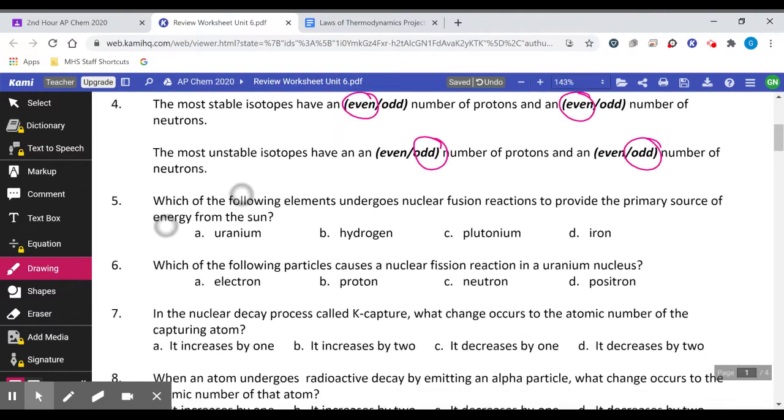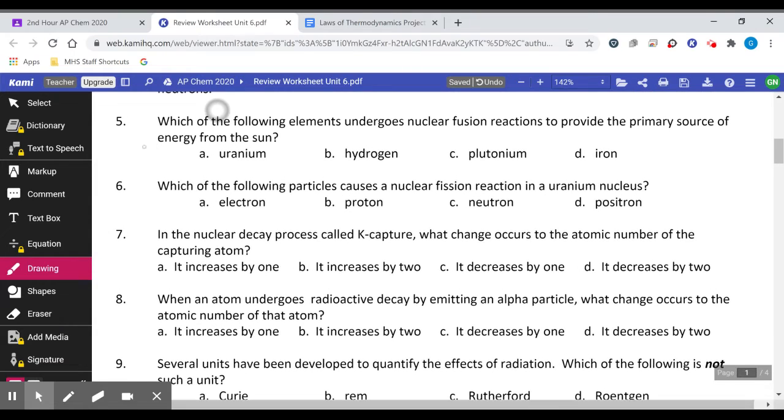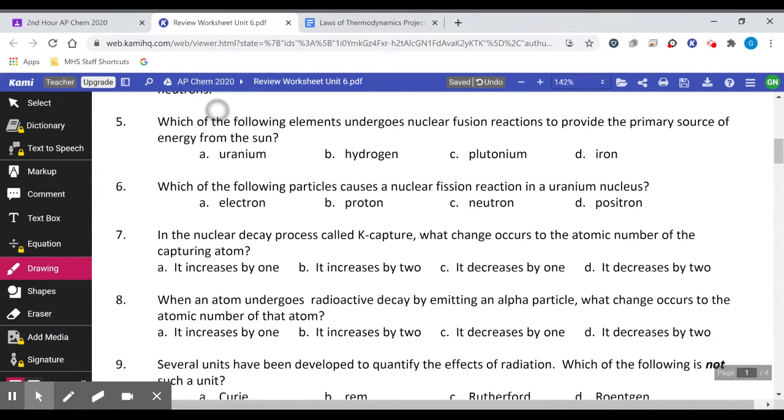Number 5, which of the following elements undergoes nuclear fission reactions to provide the primary source of energy from the sun? It is hydrogen. Number 6, which of the following particles cause a nuclear fission reaction in a uranium nucleus? We have a neutron. Very good. We have that uranium bombarded by a neutron.